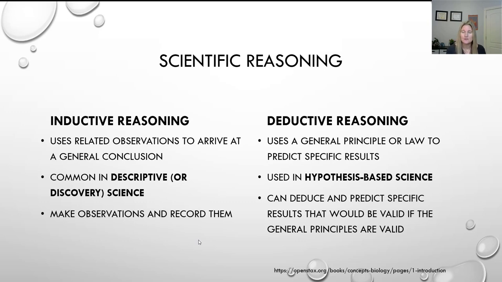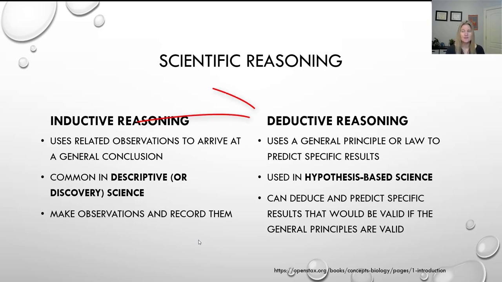So based on all those general observations, I can come up with the conclusion that the squirrels in my backyard seem to be perfectly adapted to living here. They seem to be doing just well. They can acquire those resources that they need to survive. Okay, so I'm using my observations to come up with my general conclusion. This is different from deductive reasoning.